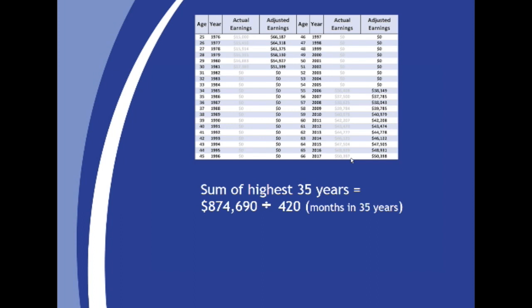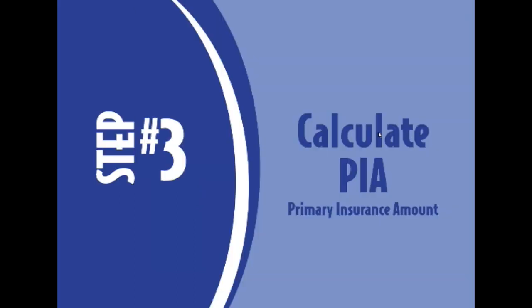Because remember, they are wanting to get to the averaged indexed monthly earnings. And that gives them the amount of $2,082, and that is your AIME, or your averaged index monthly earnings. Once they have this amount, they can move to step 3, which is to calculate your primary insurance amount.